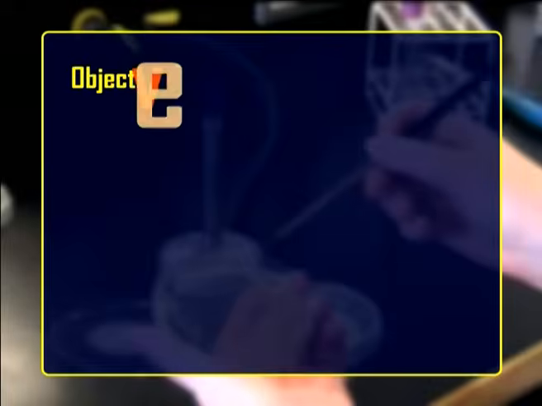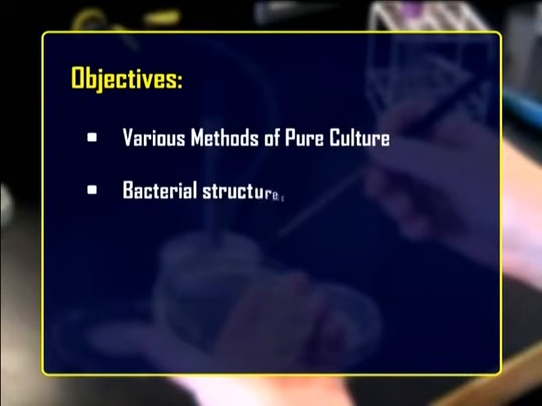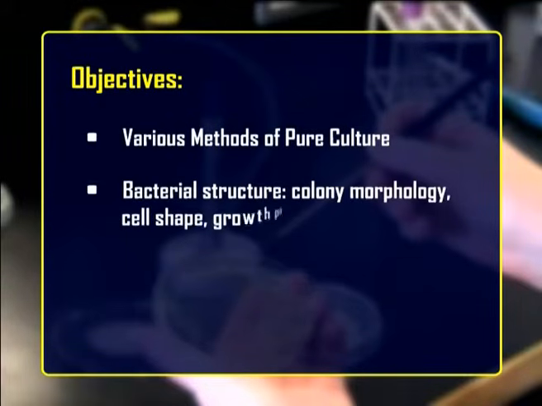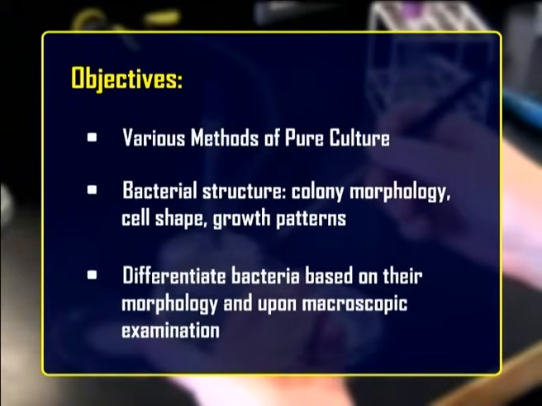Hello dear students, today the topic of our deliberation is methods of isolation of pure culture and culture characteristics. The study has been categorized into the following objectives: to be able to understand pure culture and describe various methods to obtain them; second, describe bacterial structure in terms of colony morphology, cell shape and growth patterns; and finally, to be able to differentiate bacteria based on morphology and upon macroscopic examination.